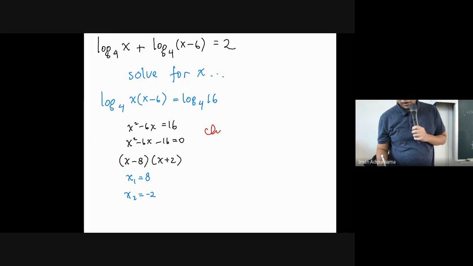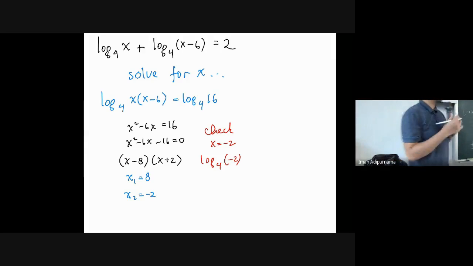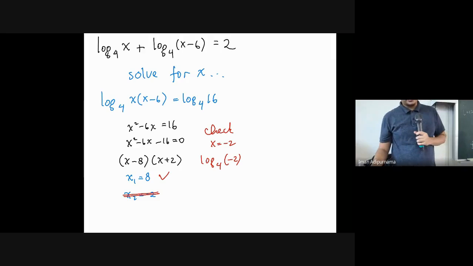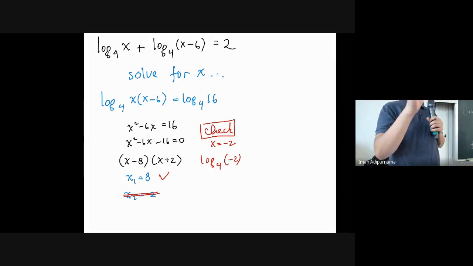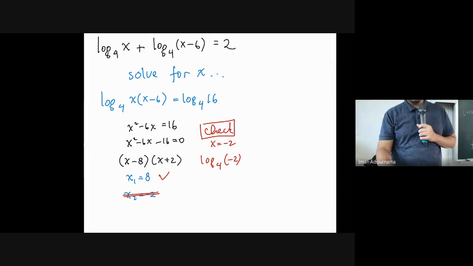If you check x is negative 2, so if I have log 4 of negative 2, can I make this possible? No. So we can remove this part. Or you can say, maybe just checking which one you are choosing. That's also fine for me. So this is the answer: x is 8. So remember, you need to always check the domain of the log. Check the domain of the log.